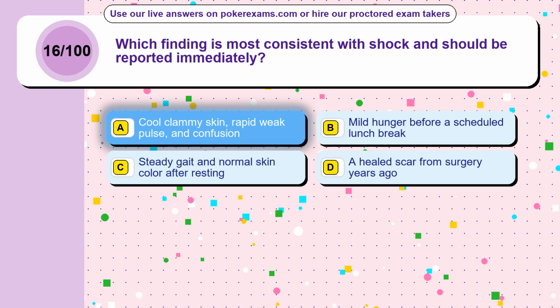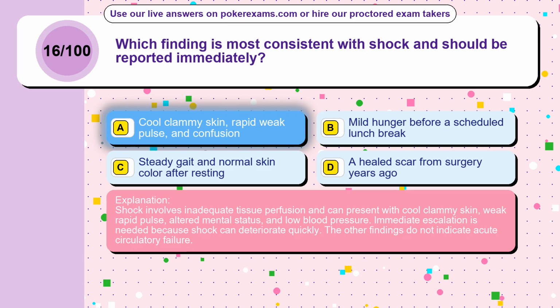The correct answer is option A, cool clammy skin, rapid weak pulse, and confusion. Shock involves inadequate tissue perfusion and can present with cool clammy skin, weak rapid pulse, altered mental status, and low blood pressure. Immediate escalation is needed because shock can deteriorate quickly. The other findings do not indicate acute circulatory failure.